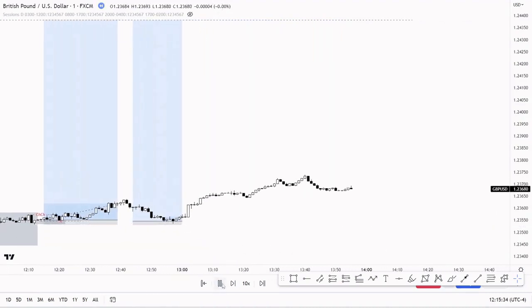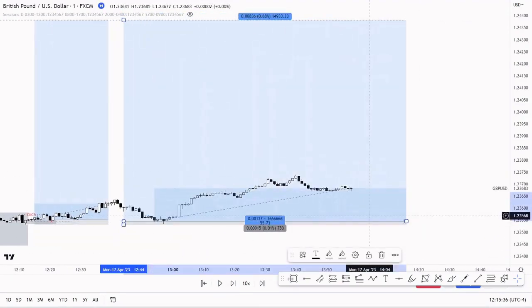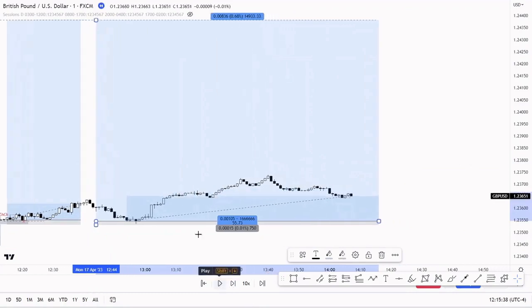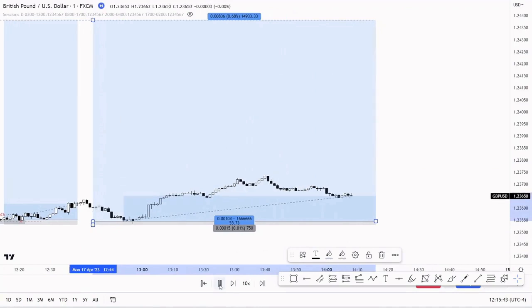Mark the structure in 1 min time frame and identify the liquidity, mark the zone. Wait for the entry. There are different types of entries.